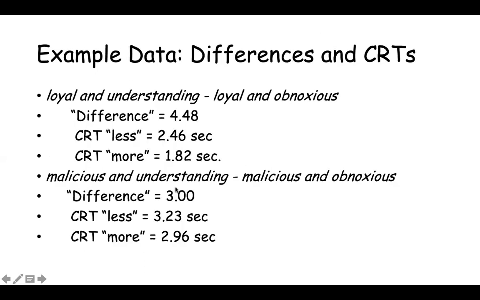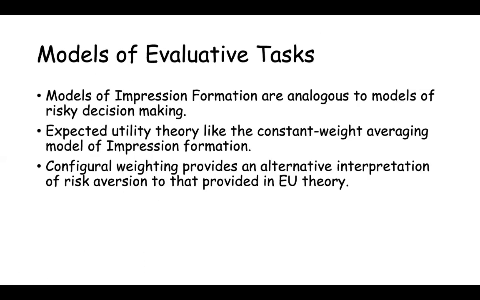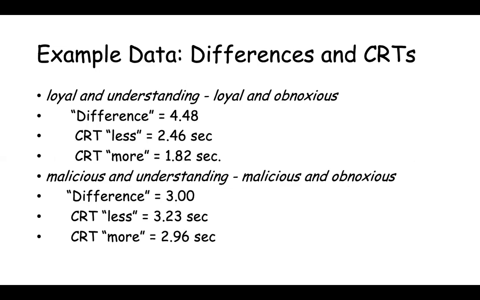And the estimated combination values show the same interactions. I didn't produce the graph, but they again show the same divergent interaction. Just to illustrate how the data look, the mean judged difference between loyal and understanding and loyal and obnoxious is 4.48. Between malicious and understanding and malicious and obnoxious, the difference is only 3. And so that's again confirming a divergent interaction.